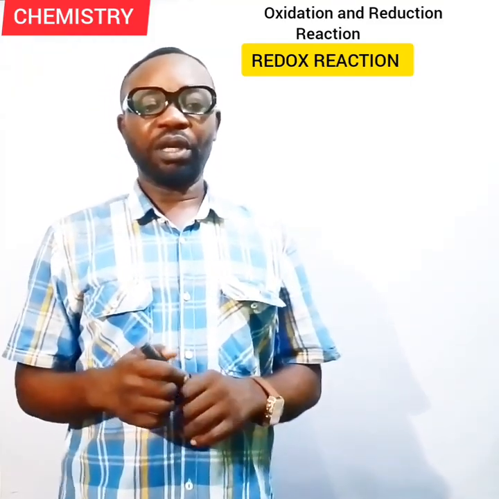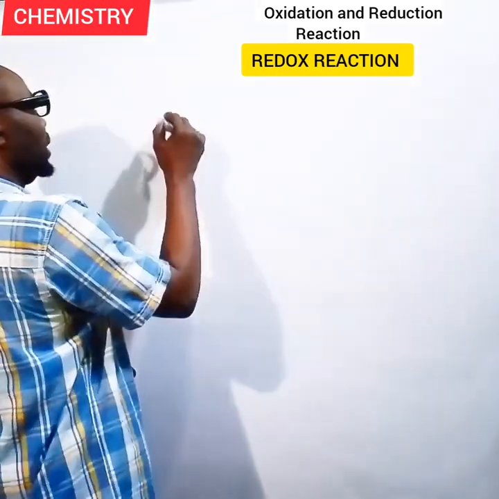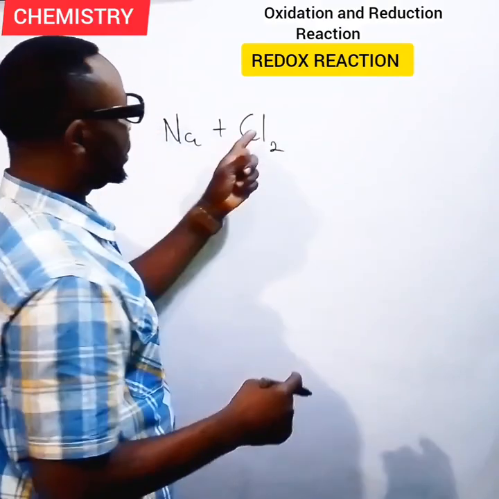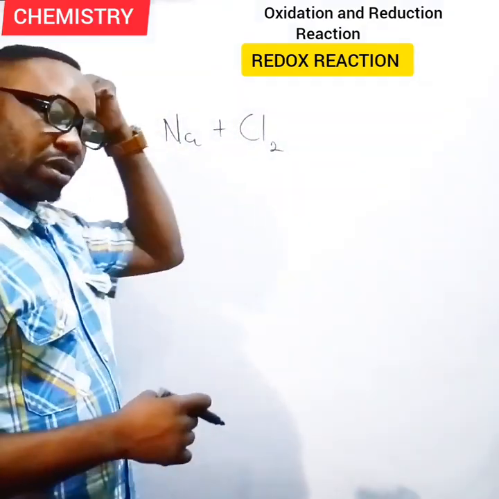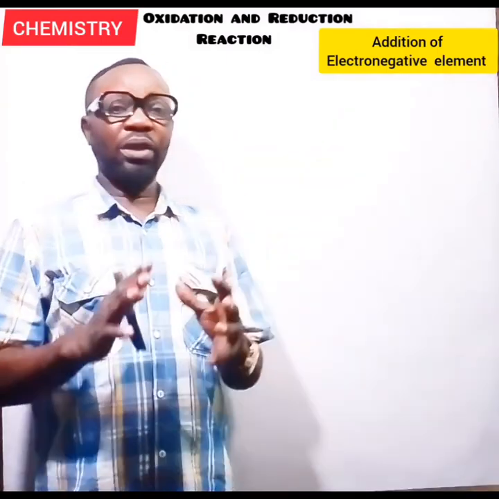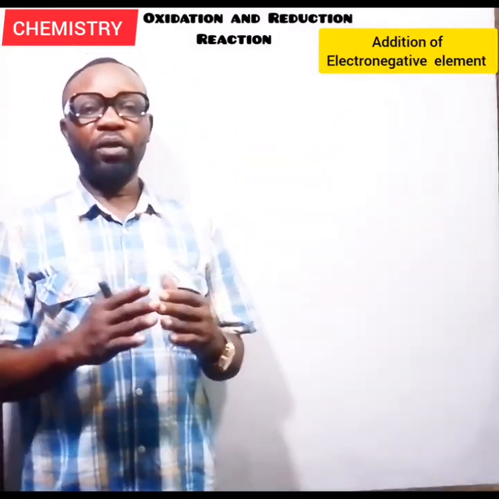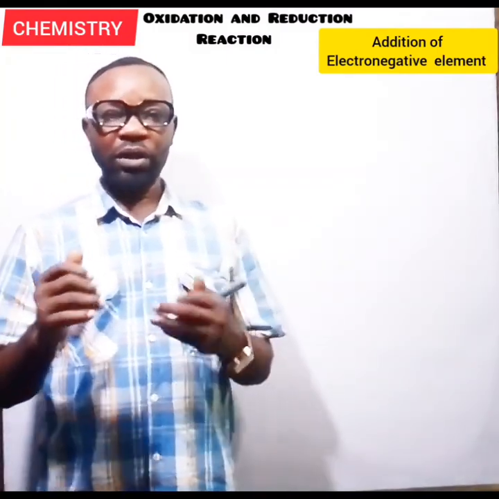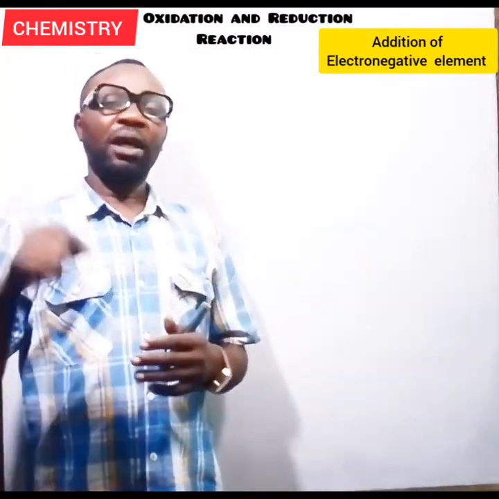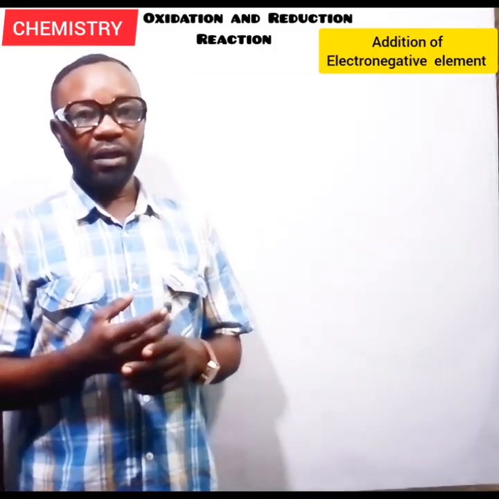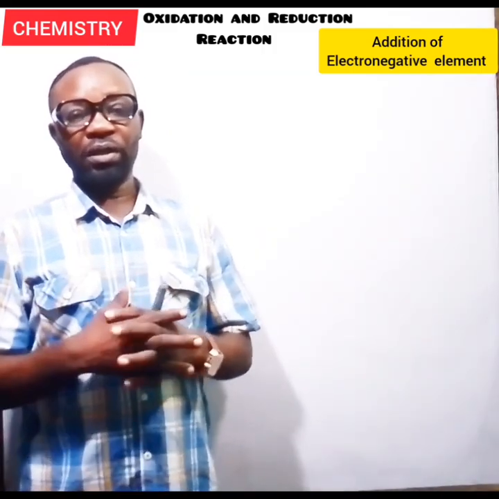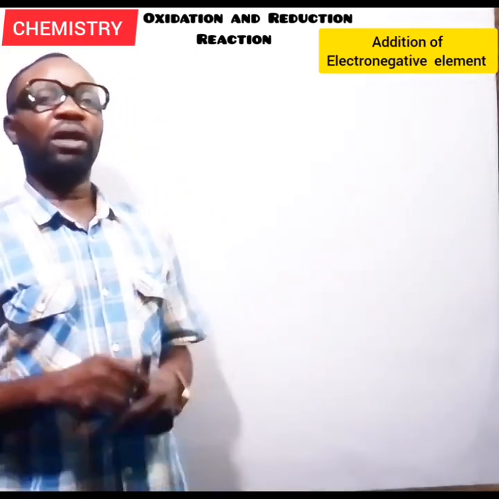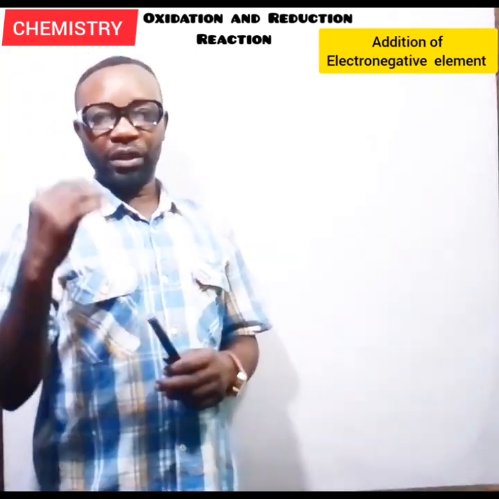We have sodium reacting with chlorine. We have Na and Cl2, chlorine reacting with sodium. Now, I want to show you the kind of reaction that can give us an insight into what is meant by oxidation is the addition of electronegative element, and reduction is a removal of electronegative element. Now let's look at what happened there.